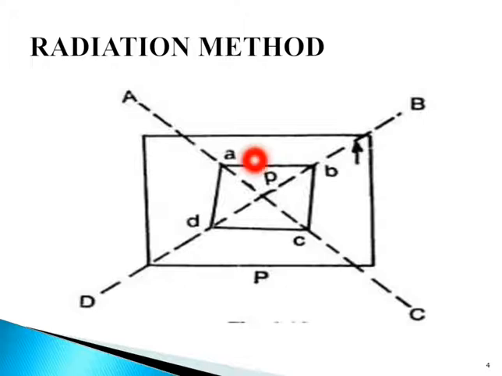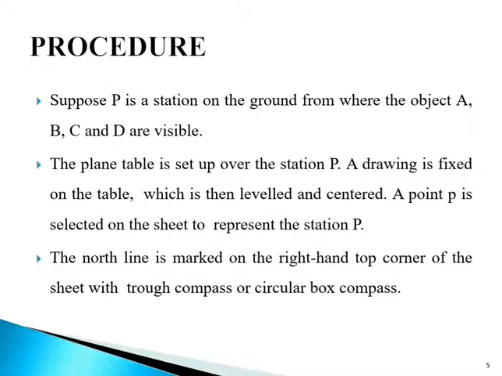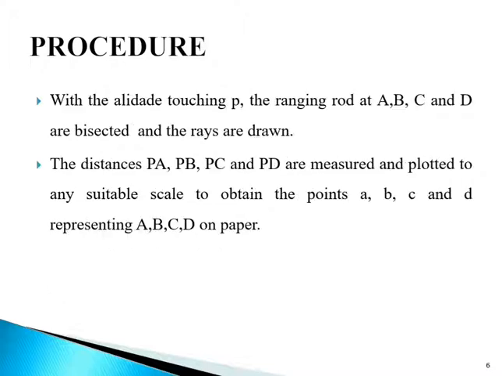Next, with the LED touching the point small p, the ranging rods at A, B, C and D are bisected and the rays are drawn. You can see all the rays here. Then the distances PA, PB, PC and PD are plotted to any suitable scale to obtain the points small a, small b, small c and small d on the paper. So here is the procedure; you can write it step by step. I have already explained all the process.